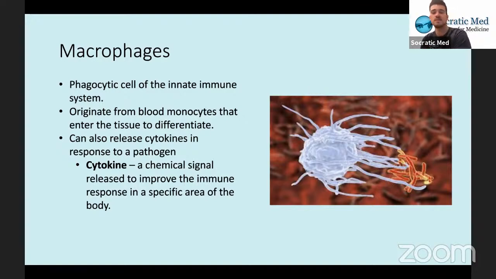And I mentioned cytokines a little bit before, and a cytokine is just a chemical signal released to improve the immune response in a specific area of the body. It's usually small proteins or substances of that nature. There are a bunch of different ones, but you just really have to know that cytokines are chemicals that are released by immune cells, and they do improve the immune response in a specific area. So they'll recruit other cells over. Maybe they'll initiate an inflammatory response, but a lot of cells do release cytokines to signal other cells.